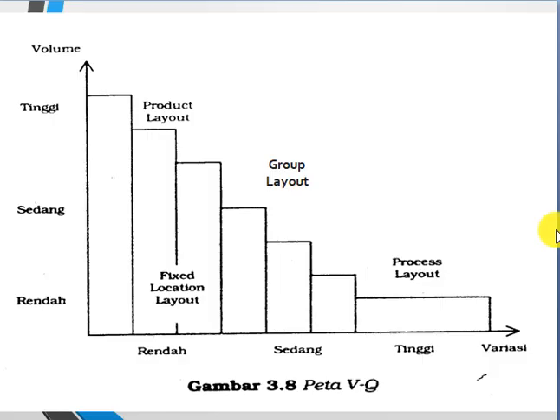Okay, now this is the volume and quantity chart. If you have a very high volume and the variation of the product is very low, you may use the product layout. But if the variation of your product is very high but the volume is very small, you may use the process layout. And the middle is the group layout, which is the hybrid of the product layout and the process layout. For fixed layout, you may use it for products that are very bulky, very heavy, and very hard to be moved.